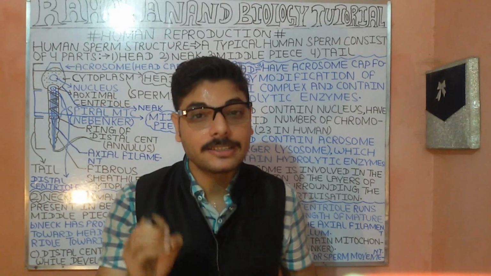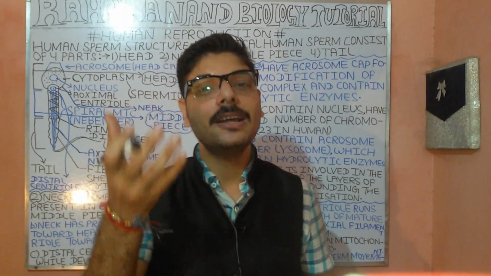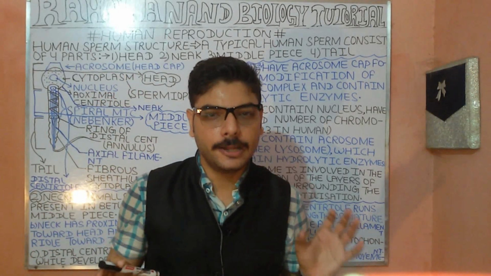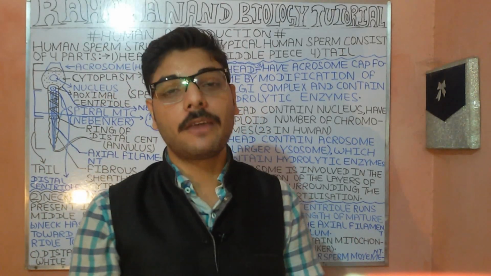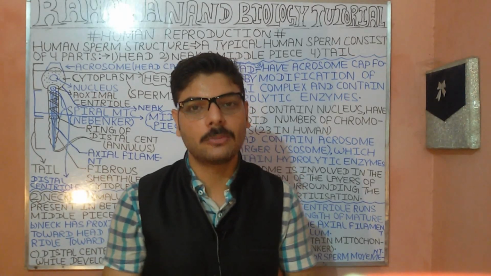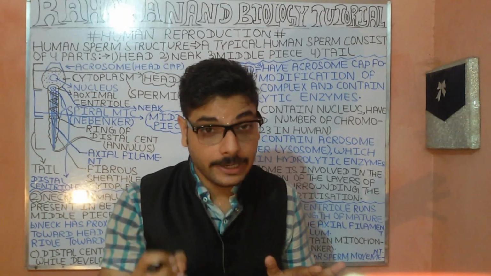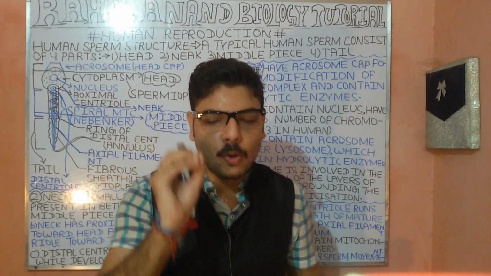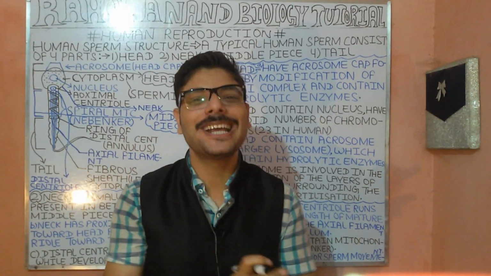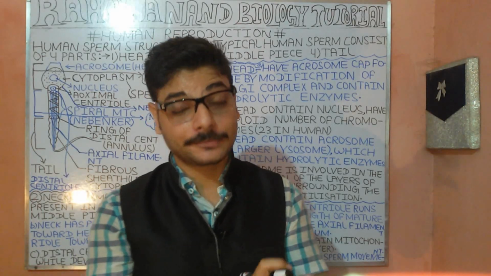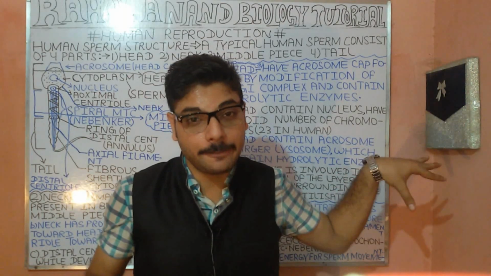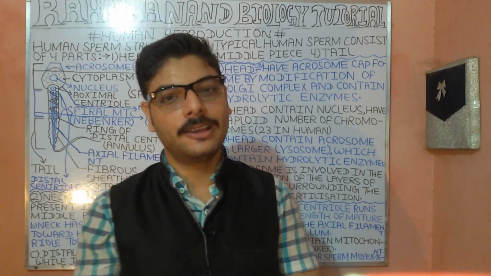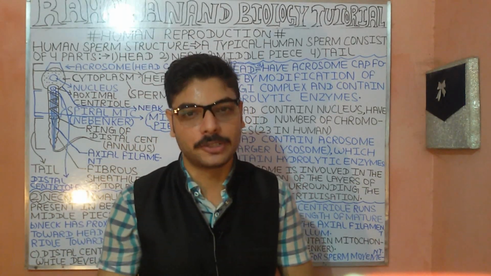Then we have dealt with a brief introduction to the neck. Remember, the neck is the part between the head and the tail in a typical human sperm. As for its position, there is the proximal centriole towards the head portion, as well as the distal centriole towards the tail portion.